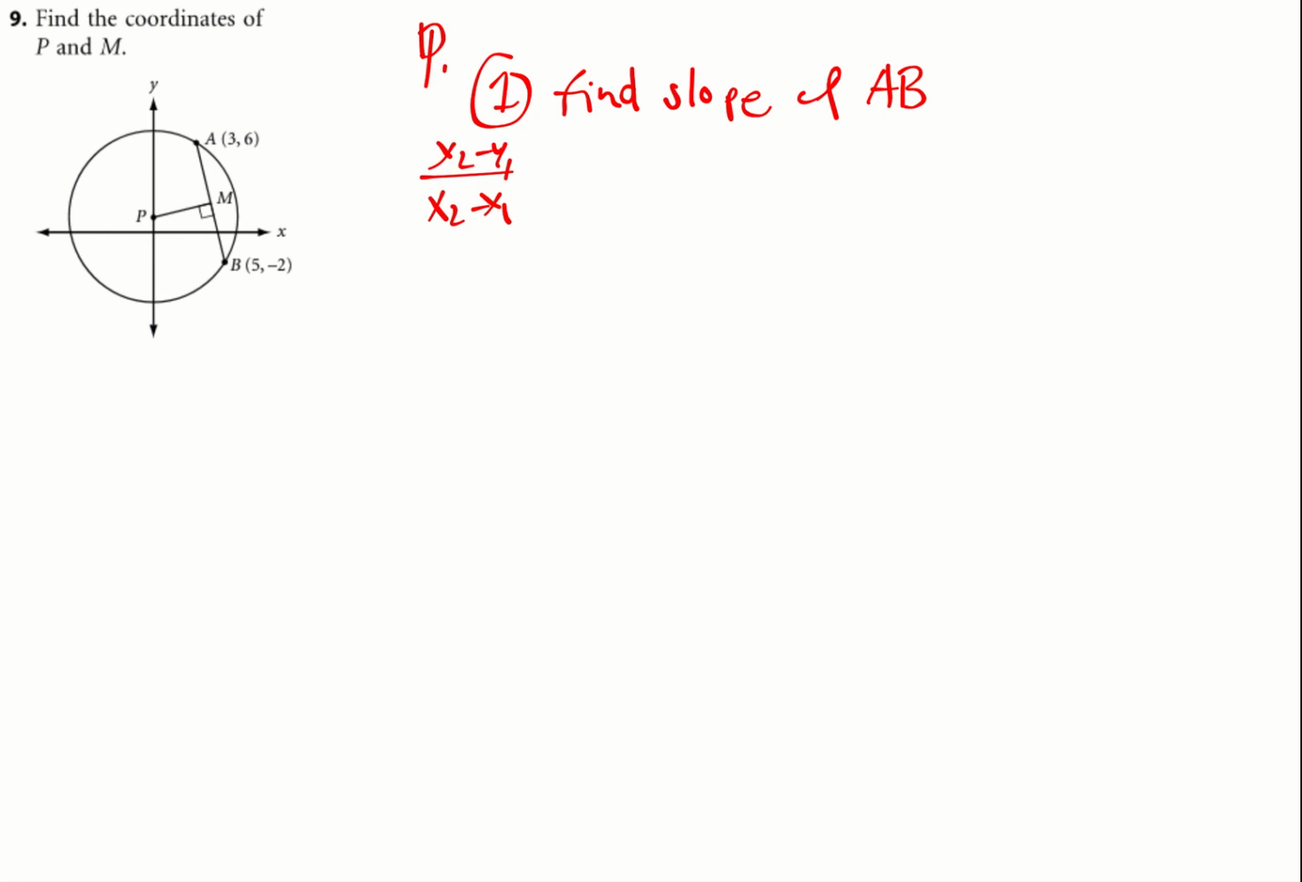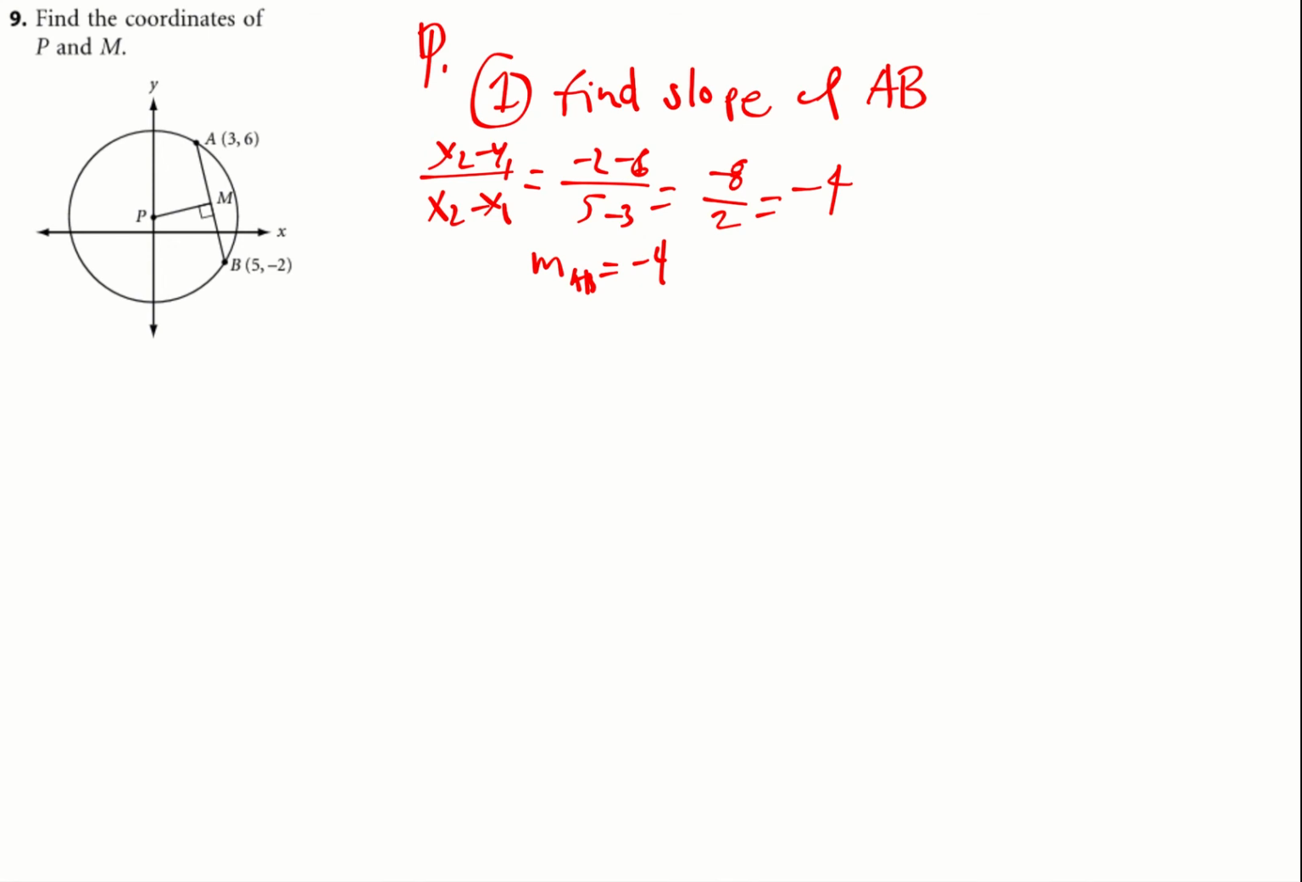Our slope formula is y sub 2 minus y sub 1 over x sub 2 minus x sub 1. Rise over run. Do our substitution. We end up with the slope of this line being negative 4. Remember that negative 4 as we move forward, because we will use it to find the coordinates of P. So we have that the slope of AB is negative 4.